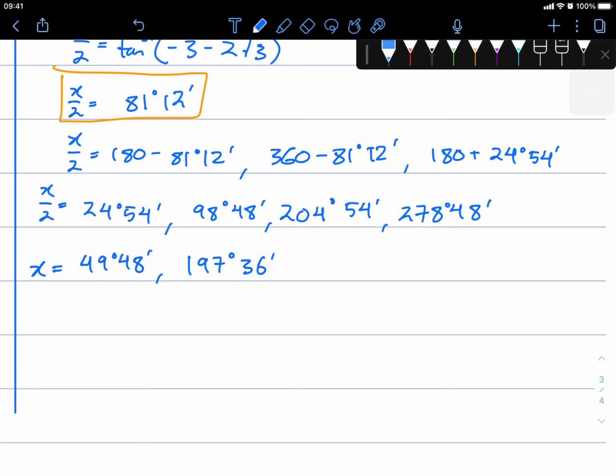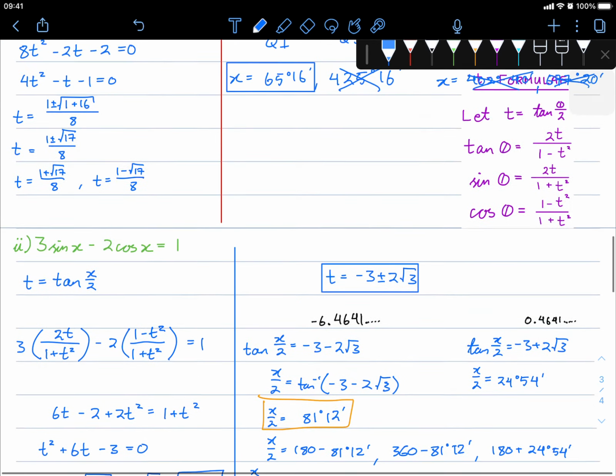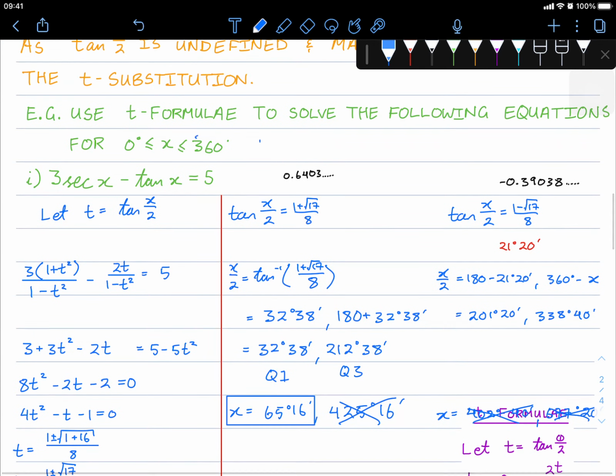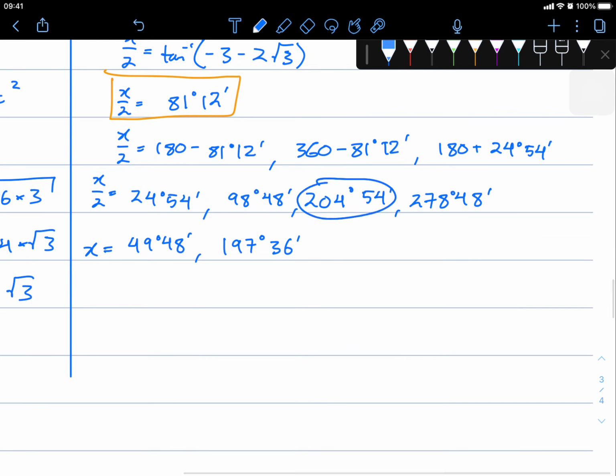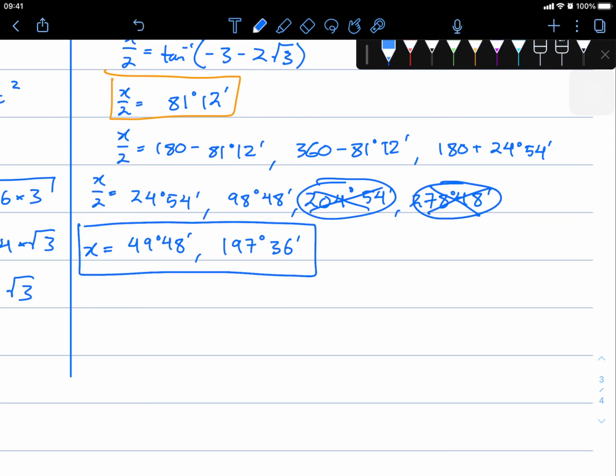But now I'm going to state that we don't need to double these two, because our domain stops at x from 0 to 360. Well, if it's only from 0 to 360, if we were to double these two, we would get 400 something for this, which is beyond our domain. And if we double this one, we would get 500 something degrees. So these are our only two solutions for this equation.